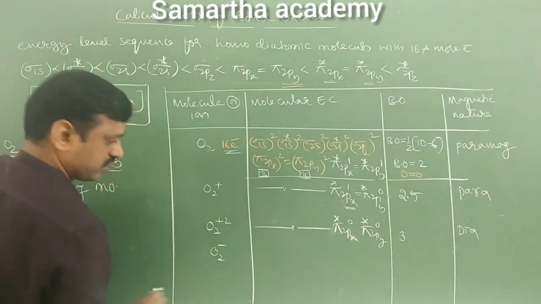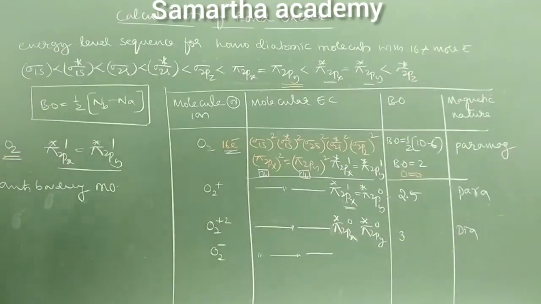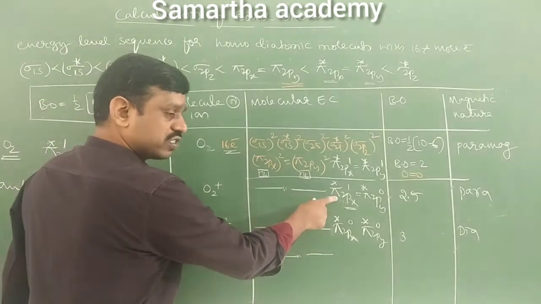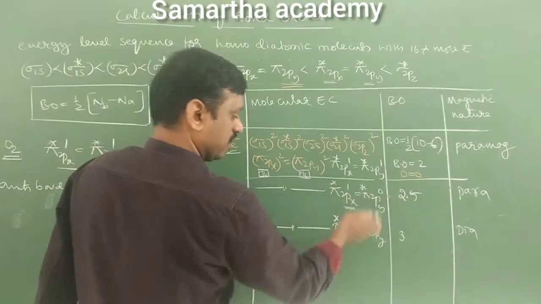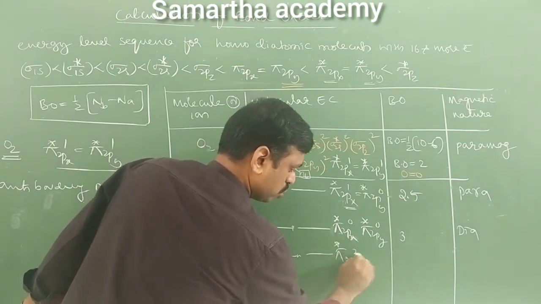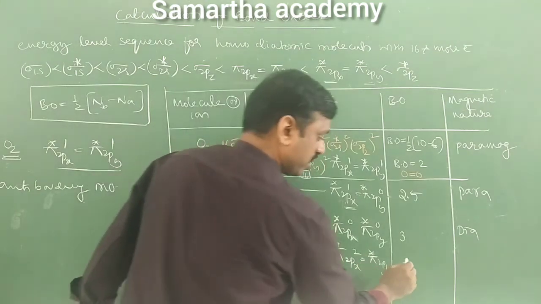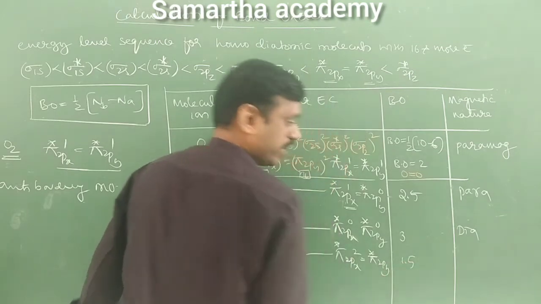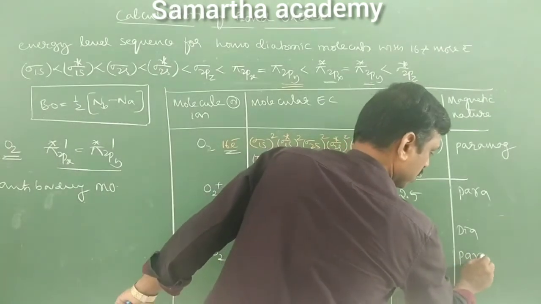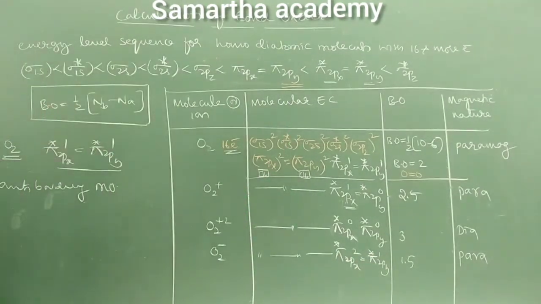Next, O2 minus. The electronic configuration is similar to O2 only. O2 minus means whether an electron should be added or removed. Added. Then where is the electron added? To pi star 2px or pi star 2py. Add anywhere. Pi star 2px 2, then pi star 2py 1. Then the bond order is 1.5. Then it is para only, because there is still one unpaired electron present.